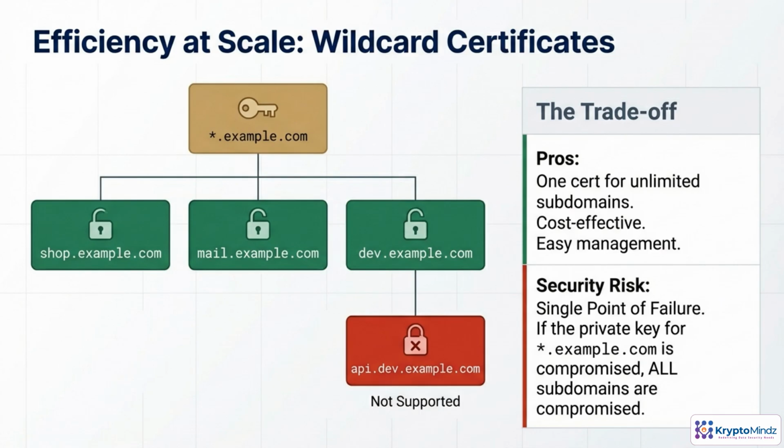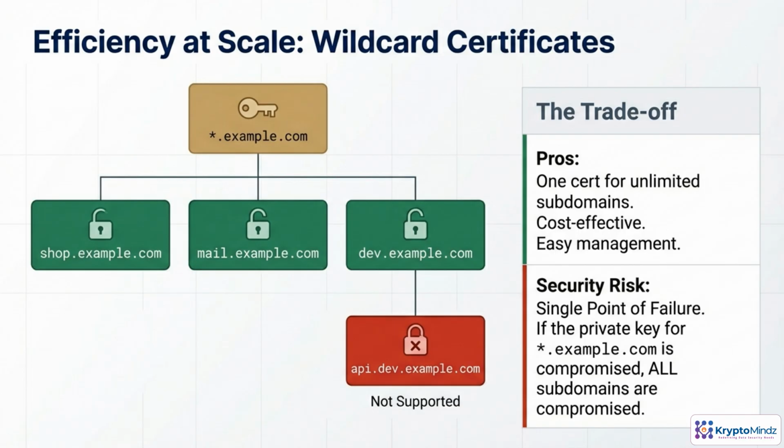Wildcard certificates are a popular way to make TLS easier to manage at scale. Instead of getting a separate certificate for every subdomain, you get a single certificate for *.domain.com and reuse it across many hosts like shop, mail, or dev. That's efficient, cheaper, and often much simpler to automate.